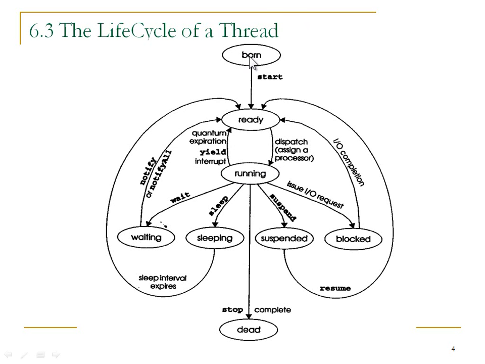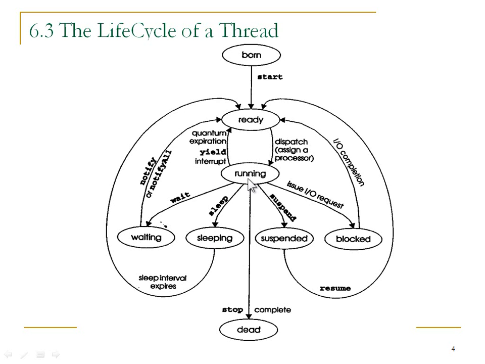Okay, so here are the states that we understand so far. The born state is when we have an object of type thread that hasn't yet been started. And when it does get started, when we call the start method, it goes to the ready state. That means that the dispatcher can give it the processor and it can go to the running state. Look at all the different ways there are to leave the running state. You give up the processor when you go to sleep. And while you're asleep, you're in the sleeping state. That's one way of giving up the processor to another thread.